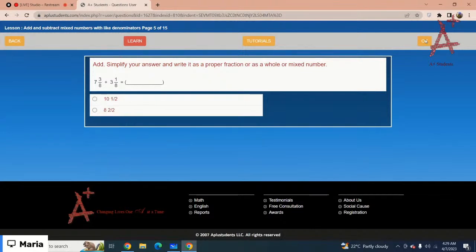Okay, the next one is 7 whole 3 over 8 plus 3 whole 1 over 8. So which is the correct option? Just add the whole numbers. So 7 plus 3 makes 10. 3 plus 1 makes 4. It would be 10 whole 4 over 8. You can divide them by a common number 2. So it would be 10 whole 1 over 2. Got it?